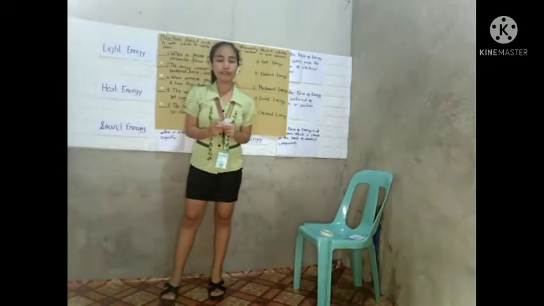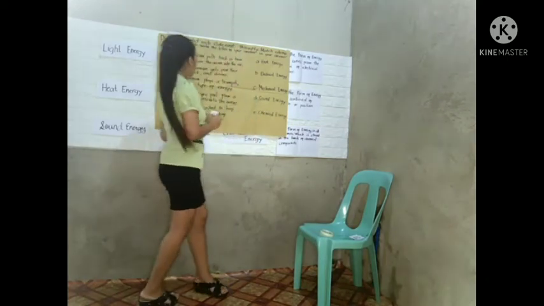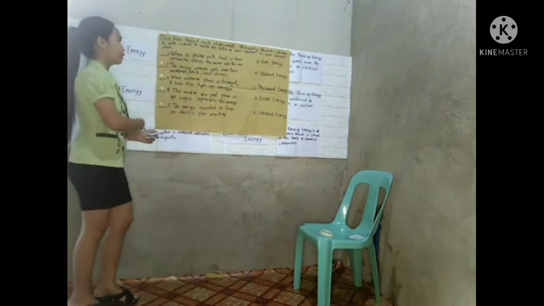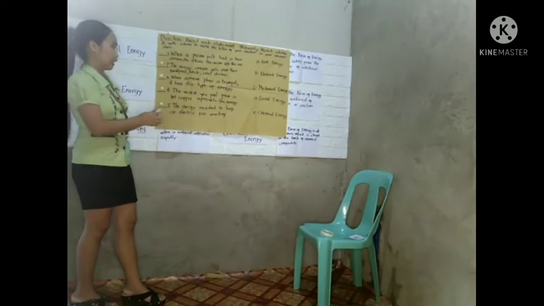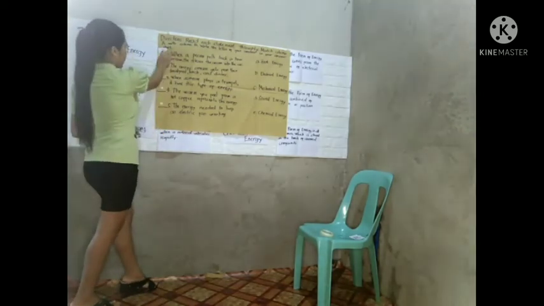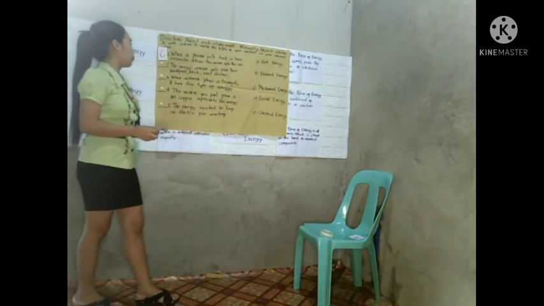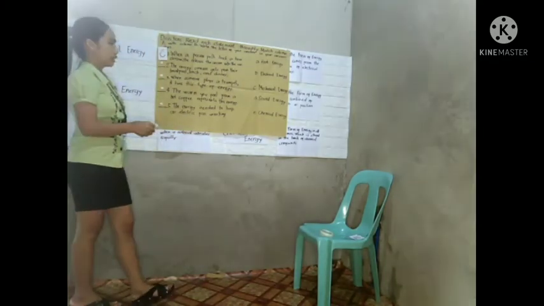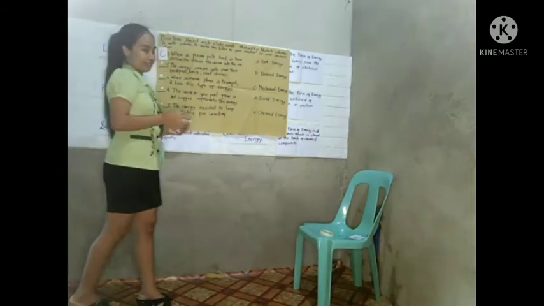The time is over. Now, let us check your answers. Number 1. When a person pulls back a bow and releases the arrow into the air. If your answer is letter C, mechanical energy, that's correct. Number 2. The energy someone gets from their breakfast, lunch, and dinner. If your answer is E, chemical energy, that is also correct.